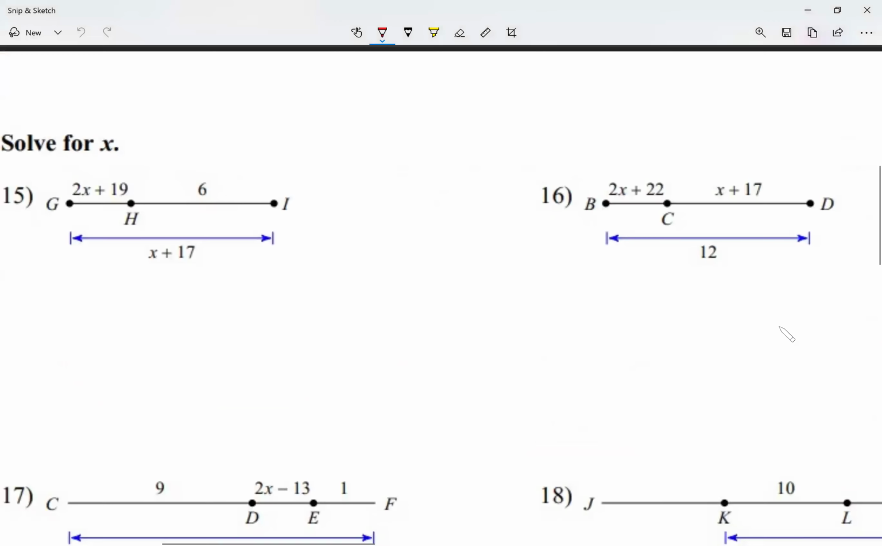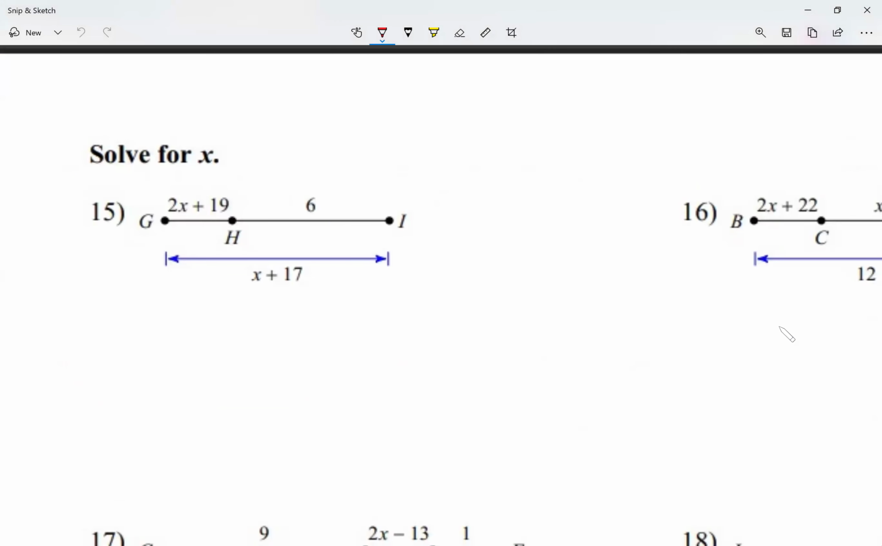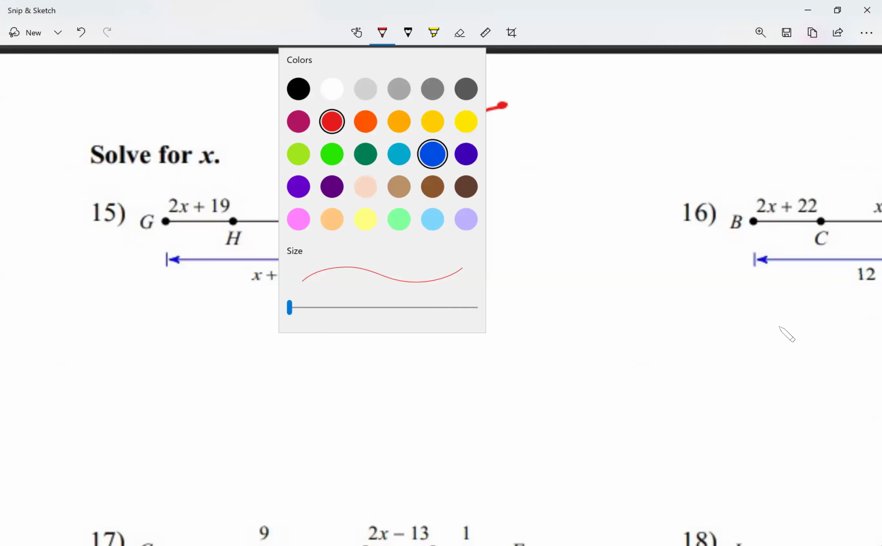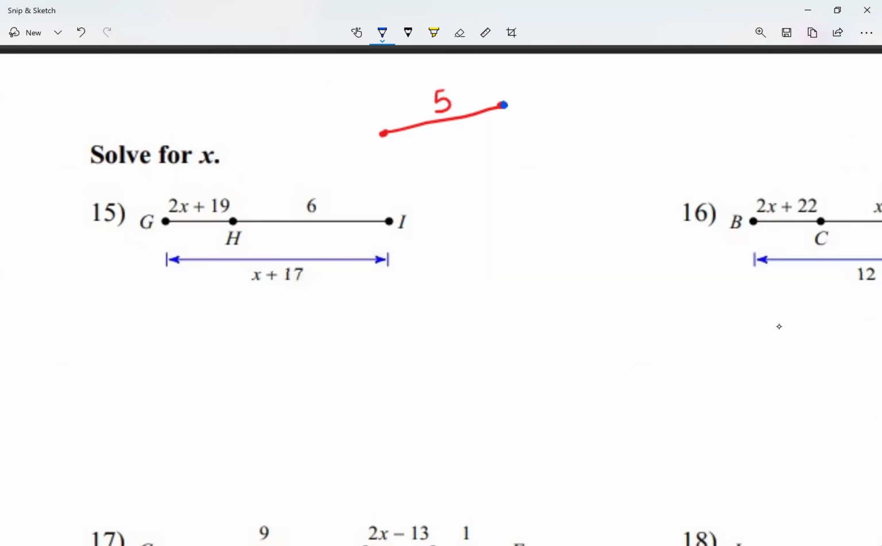Now, for the segment addition postulate, as we break down the words, a segment is a section of a line. So something that looks like this, that's a segment. Addition means adding, and postulate is basically the rule. The segment addition postulate says if we have two small segments, let's say this one that we see in red, let's say its measurement was 5, 5 inches, 5 centimeters, however it is that we're measuring.